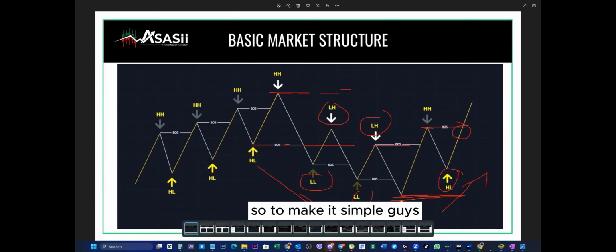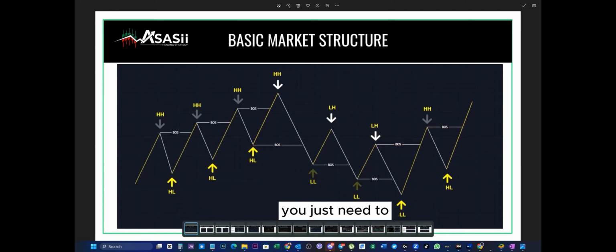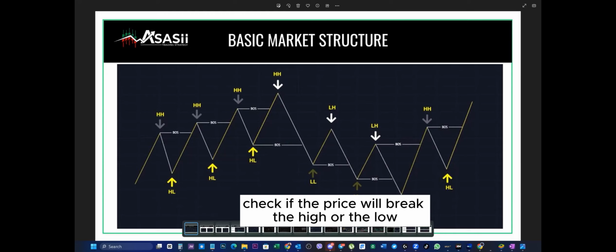So, to make it simple, guys, you just need to check if the price will break the high or the low.